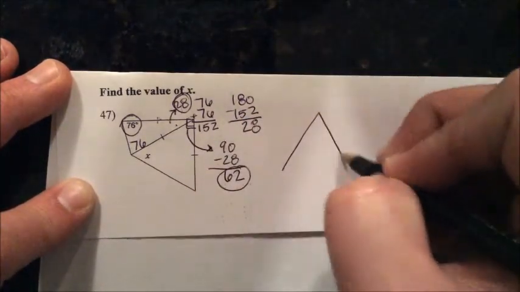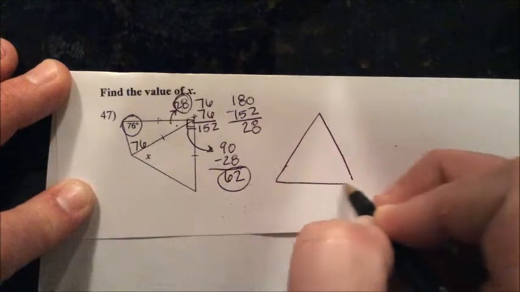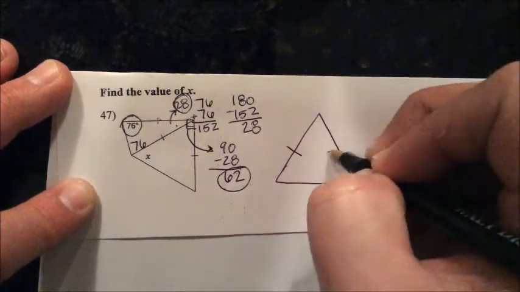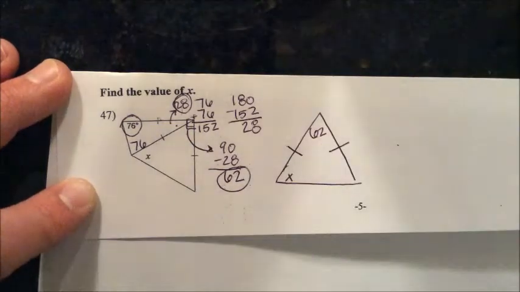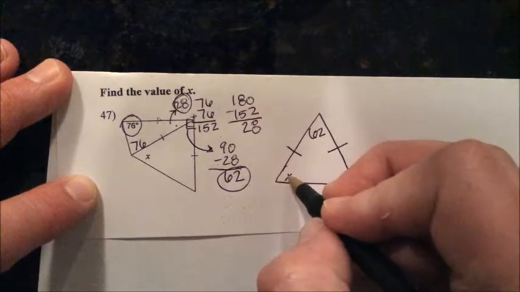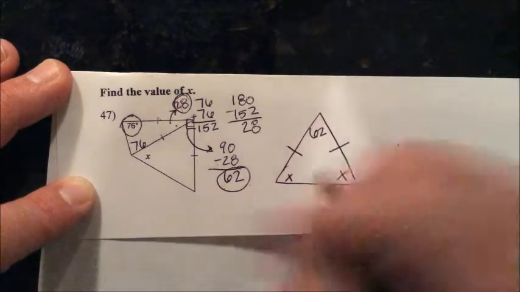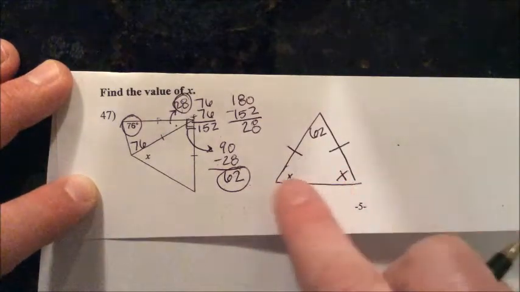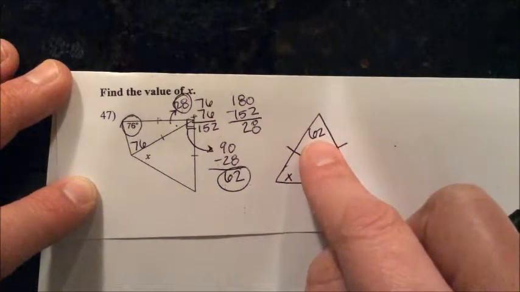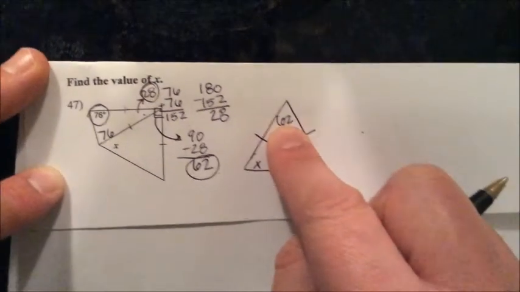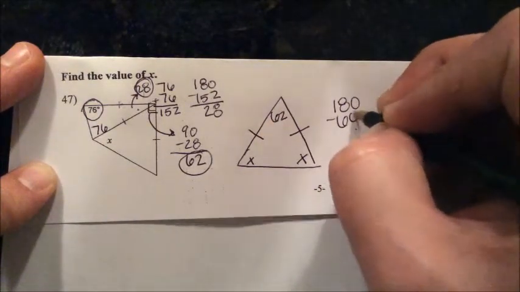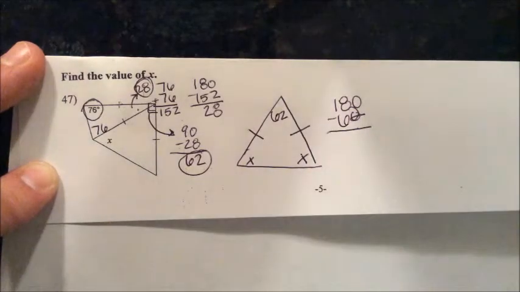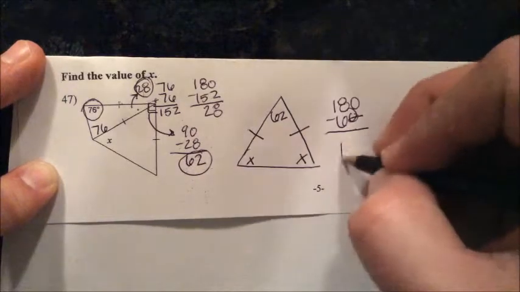Let's redraw this shape right here. What we're given is that we have an isosceles triangle, we're looking for this angle, and we know that this angle is 62. Well, since x is a base angle, that means this is also the same. If you're given the angle of an isosceles triangle that is not the base angle, here's how you go about doing this. You take 180 minus 62, that's 118 degrees.